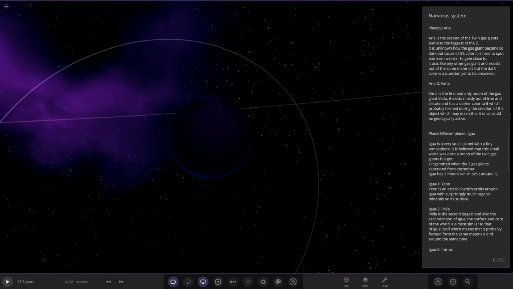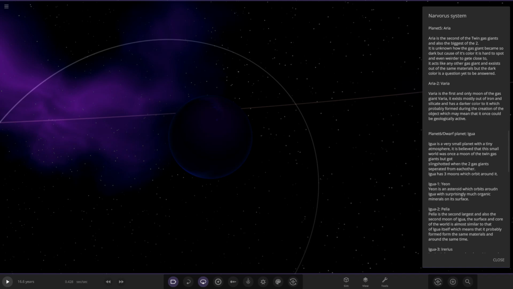Okay, so it's the second of the twin gas giants, also the biggest of the two. It is unknown how the gas giant became so dark, but because of its colour, it's hard to spot and even weirder to get close to. It acts like any other gas giant and exists out of the same materials, but the dark colour is a question yet to be answered.